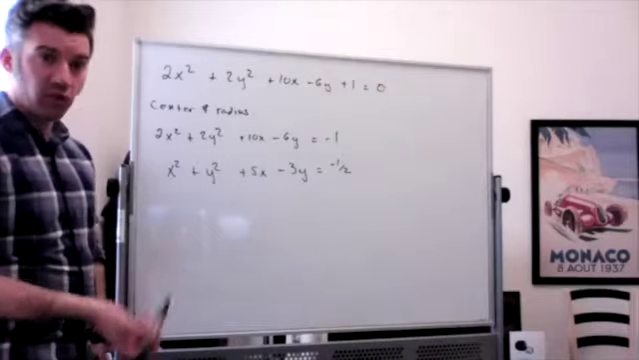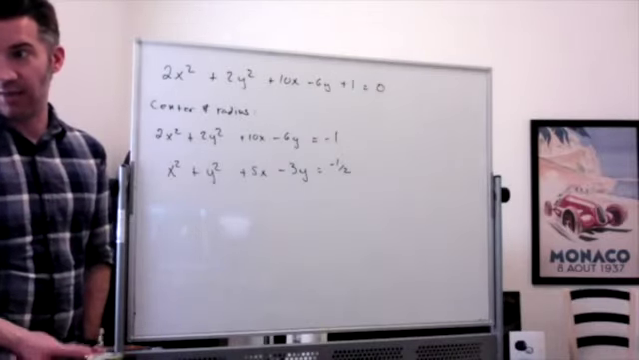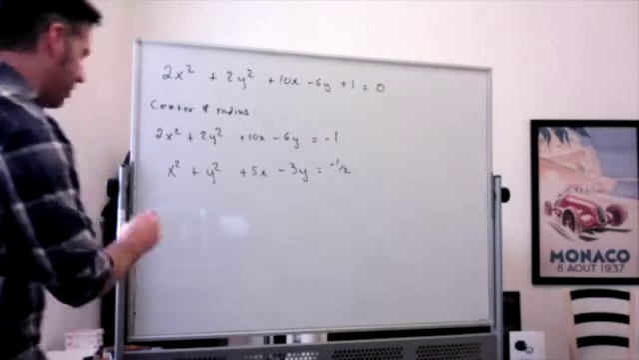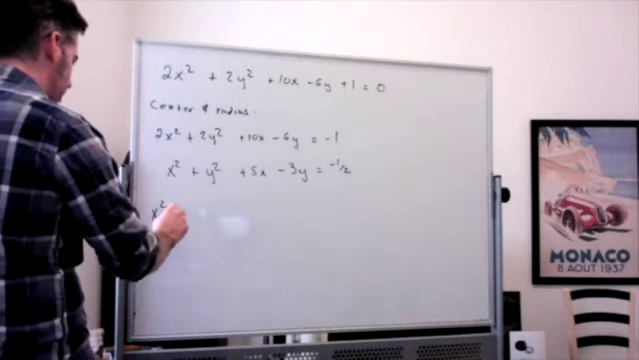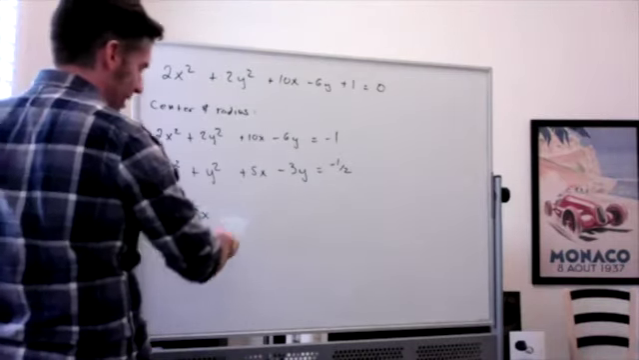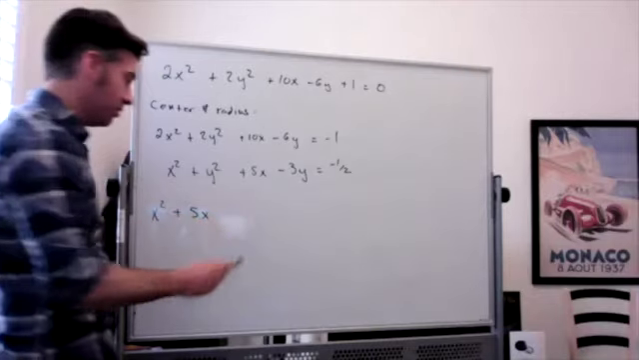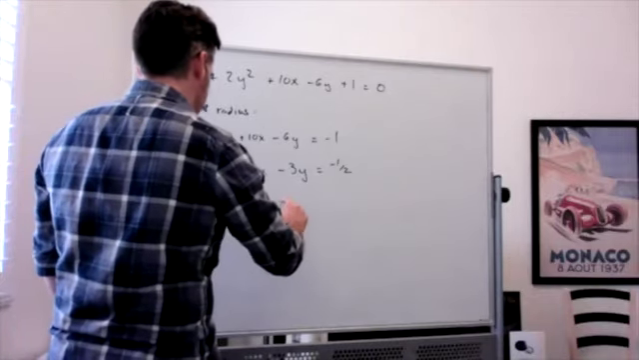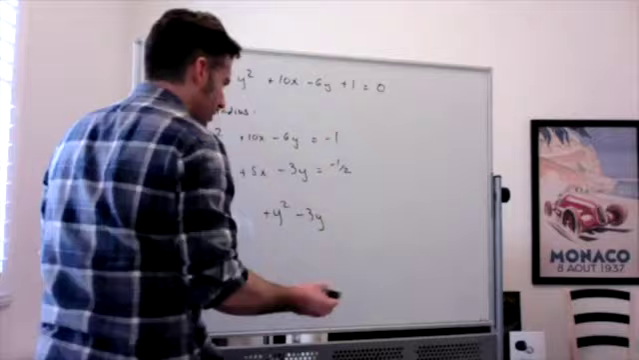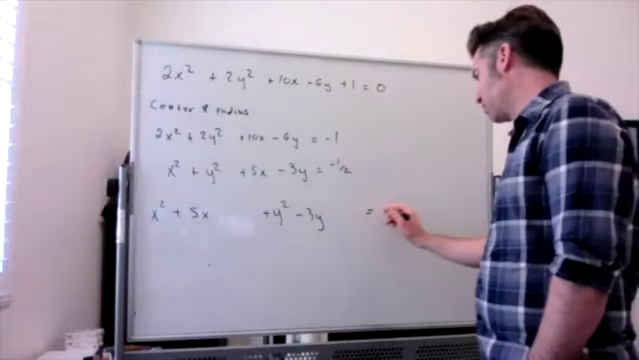And then we're going to group the x things and the y things together. I'm going to write it in a very suggestive way here. I'm going to have x squared plus 5x, and I'm going to leave myself a little space here because of what we're about to do. And then a y squared minus 3y, and a little space there as well, equal to negative 1/2.